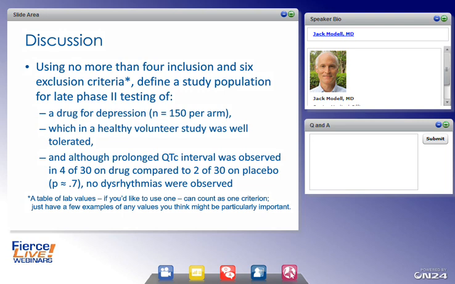Let's just say that in the phase 1 studies, prolonged QTc interval is observed in 4 out of 30 subjects on drug compared to 2 out of 30 on placebo. You probably wouldn't run stats on that, but if you did with a Fisher's exact, you'd get a P of around 0.7. But you didn't see any dysrhythmias. So just take a minute and send in a couple of inclusion-exclusion criteria. If you can't think of a couple, it could be one. We have enough people out there that if you each send me an inclusion criterion or an exclusion criterion that you think would be important to have in there, go ahead and take a minute and do that now.